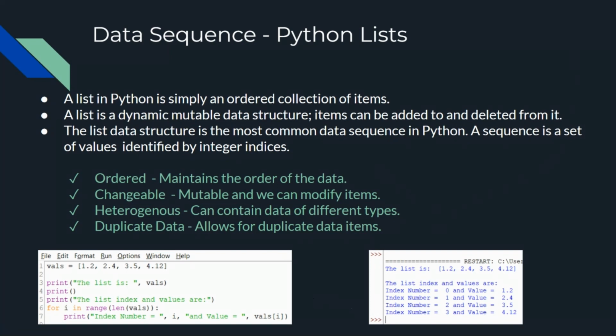A sequence is a set of values identified by integer indices. An individual item in the list can be referenced by using an index, which is an integer number that indicates the relative position of the item in the list. The values of index numbers always start at 0. The index values are 0, 1, 2, 3, and 4.